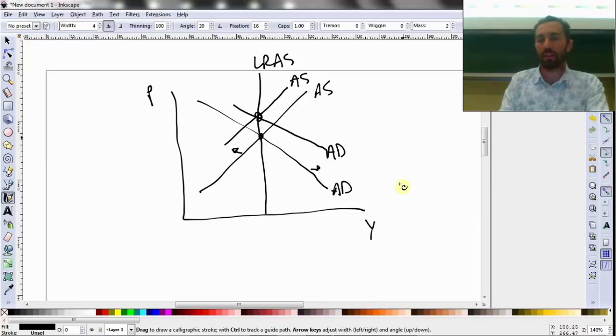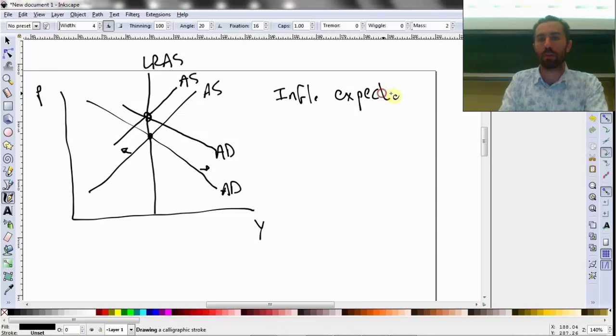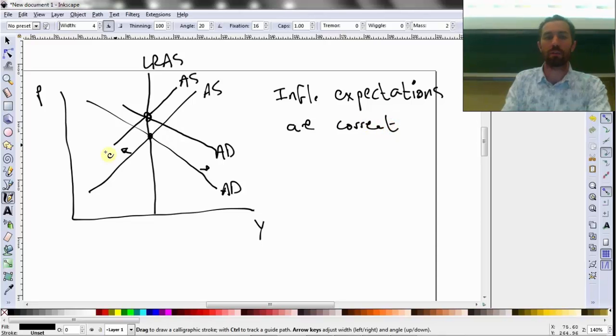So in this situation, what we've just drawn here, this is where inflation expectations are correct. Okay? Our expectations are correct. So we are always at full employment.